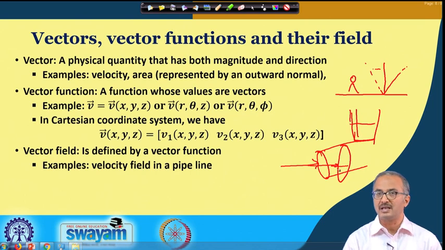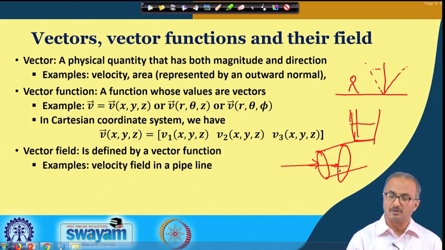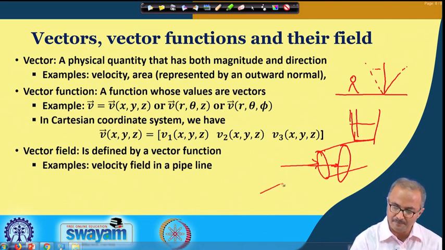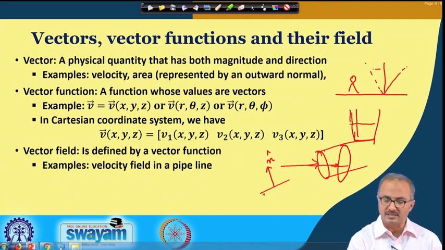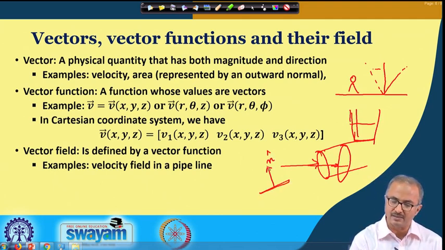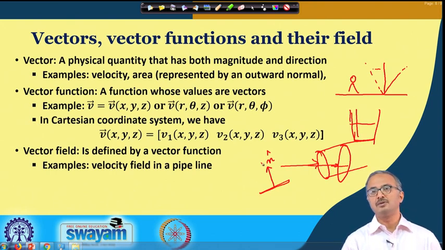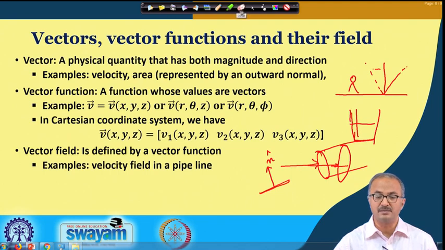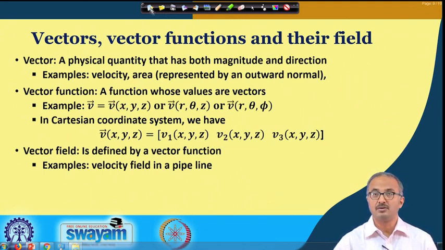So for an area, its direction is generally taken to be the outward normal. That means you take any area, the outward normal to it is its direction. So it has the area, and the directional normal. That is how it becomes a vector. And this is very important in your analysis, as you will see in your transport phenomena.